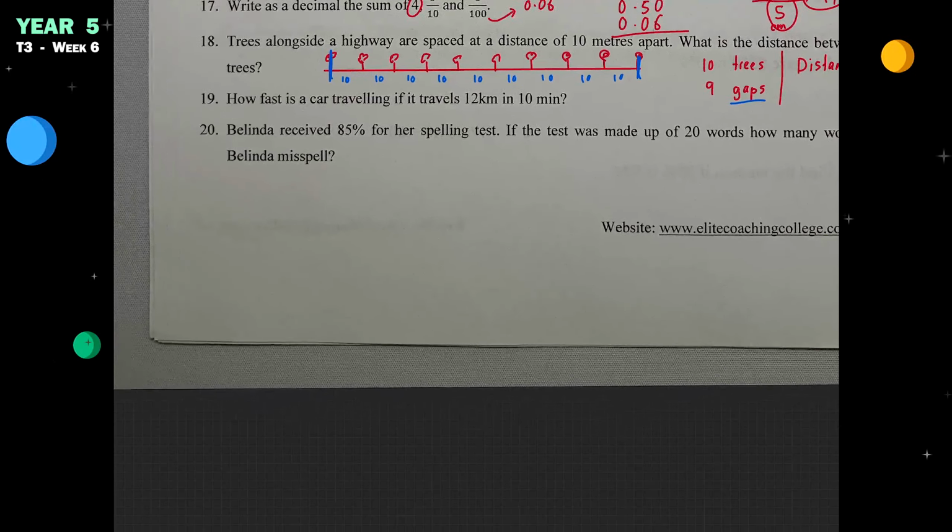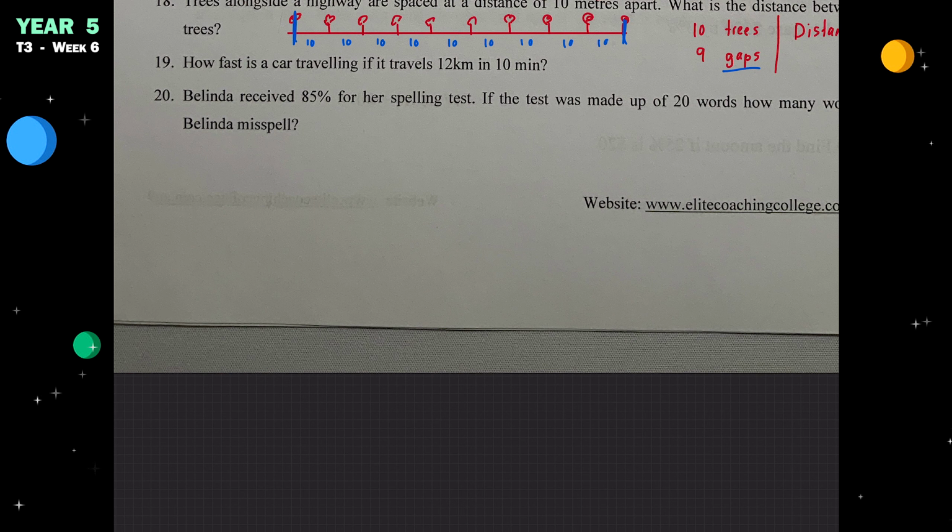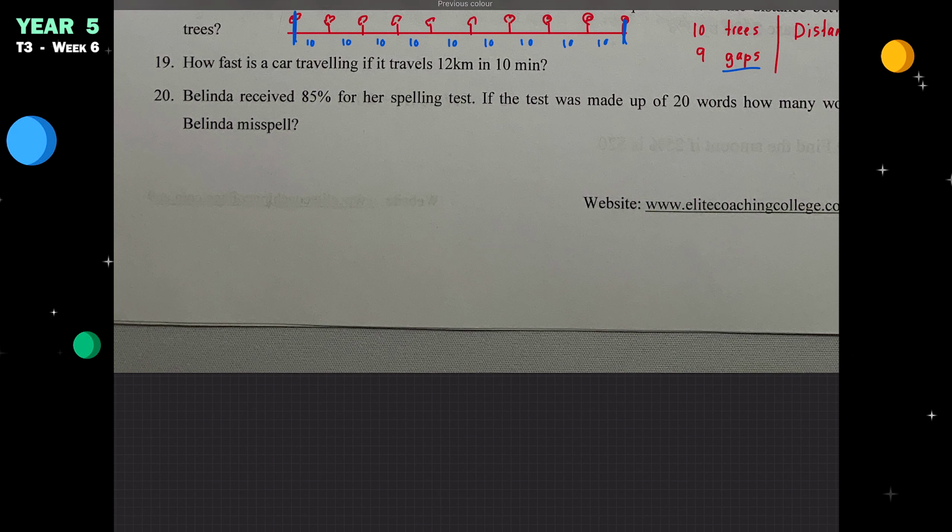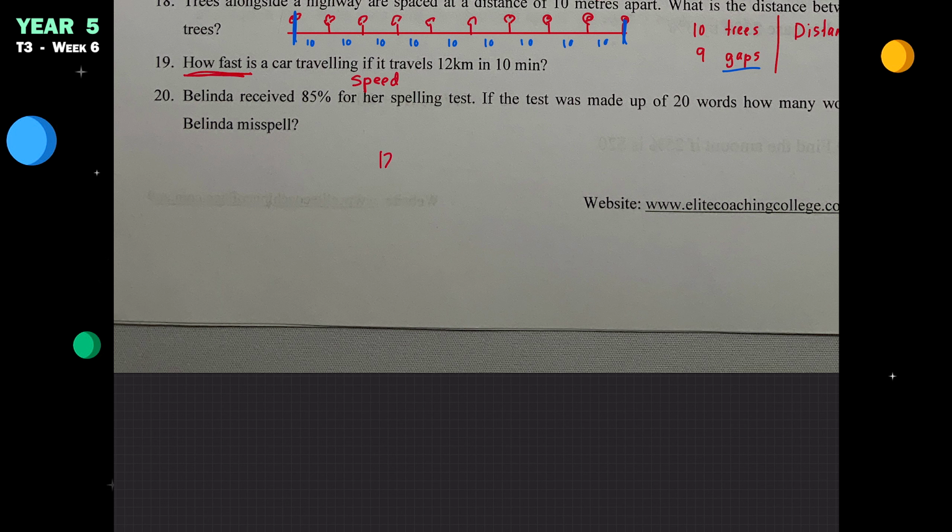Okay. Next one says, how fast is a car traveling if it travels 12 kilometers in 10 minutes? So what they're asking is to find the speed of the car. How fast? That means the speed. So this is kilometers, and this is time, 10 minutes. Speed is usually written as something kilometers per hour, right? We want per hour, so we need to get to 1 hour.